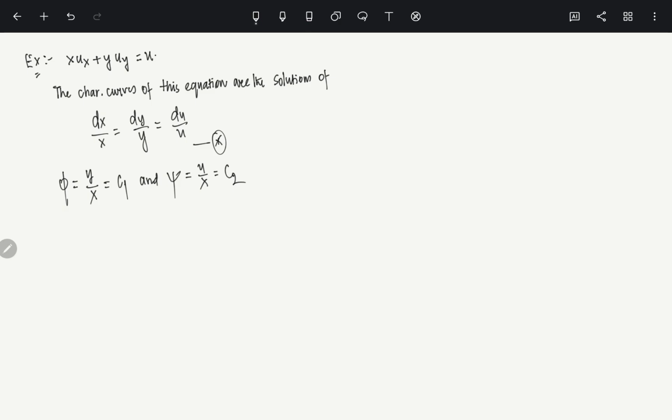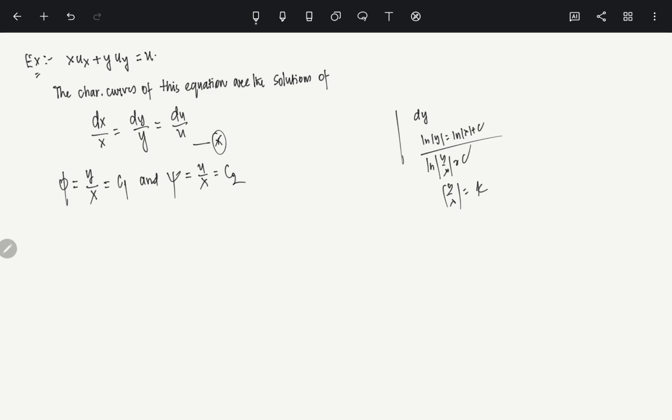How do you get it? You just solve this equation again. As I told you, dy by y is log y. This is log y equals to log x plus some constant c. So basically this is log of y by x equals to constant. So y by x is some constant k, e power c, which is some constant k.